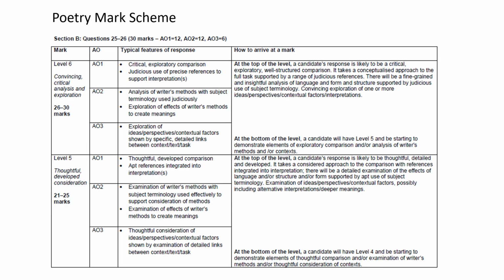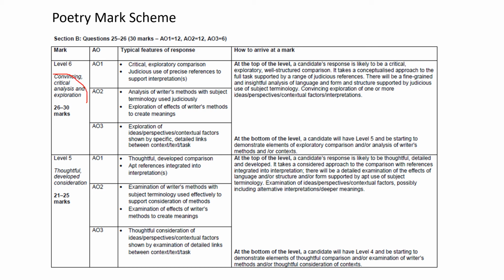So here we have the poetry mark scheme. You've got 30 marks in total, and it's divided across the assessment objectives. So assessment objective 1, to demonstrate your understanding of the ideas in the texts, up to 12 marks are available. For assessment objective 2, which is your selecting your quotations and analysing them, again 12 marks are available. And then for assessment objective 3, which is your understanding of the context, 6 marks are available. Okay, so that makes a possible 30 marks available.